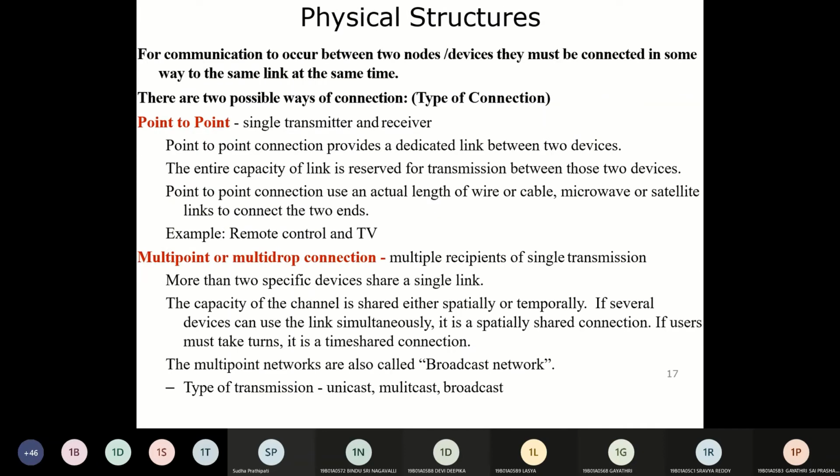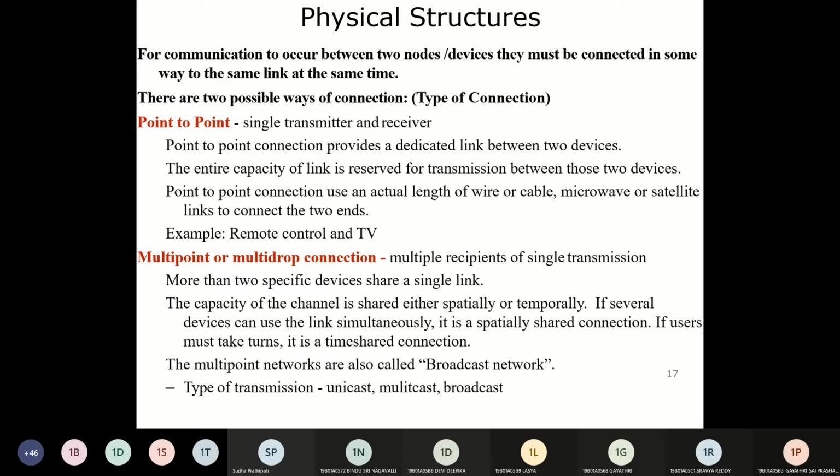For communication to occur between two nodes or devices, they must be connected in some way, to the same link at the same time. Then only the communication can happen. And there are two possible ways of connection. The first one is point-to-point connection, and the second one is multi-point or multi-drop connection.